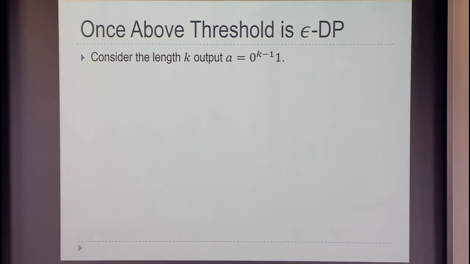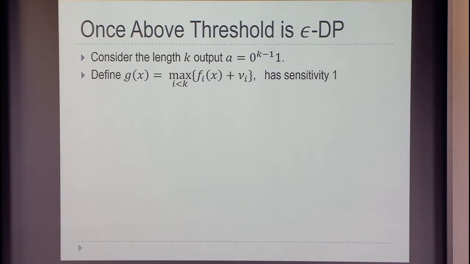So consider some length k output. We're going to run this thing until it hits the first significant query. Suppose that happens to be the kth query. So what does the output look like? It looks like k minus 1 zeros, indicating that the first k minus 1 queries are insignificant, followed by a 1, indicating that the kth one is significant.